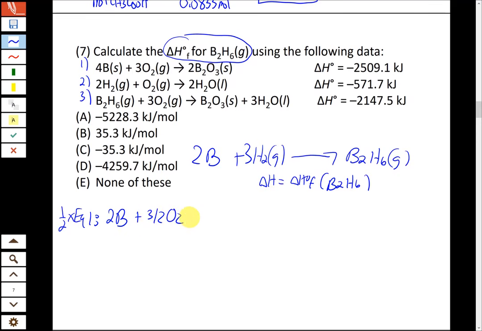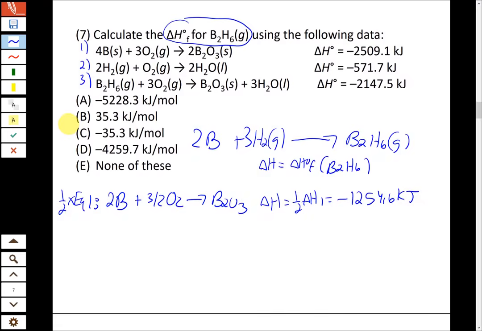So 2 boron plus 3 halves O2 going to B2O3. And because we multiply the coefficients by 1/2, the delta H that we're given for that also gets cut in half. So it's going to be 1/2 times the first delta H, or minus 1254.6 kilojoules. So that's how we're going to modify the first equation. That ensures that we're getting 2 borons as a reactant, which is what we want for this overall equation here.